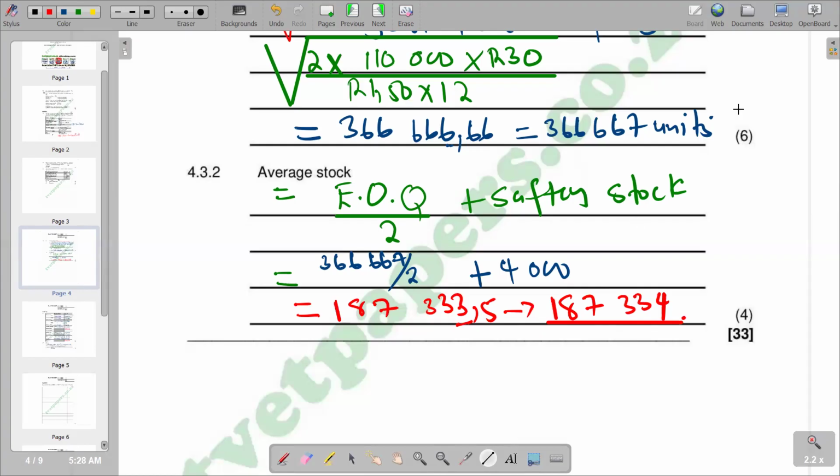So basically, this is what we have, guys, according to our question 4 on the question paper of November 2024. We can as well take note that our last question is 33 marks.